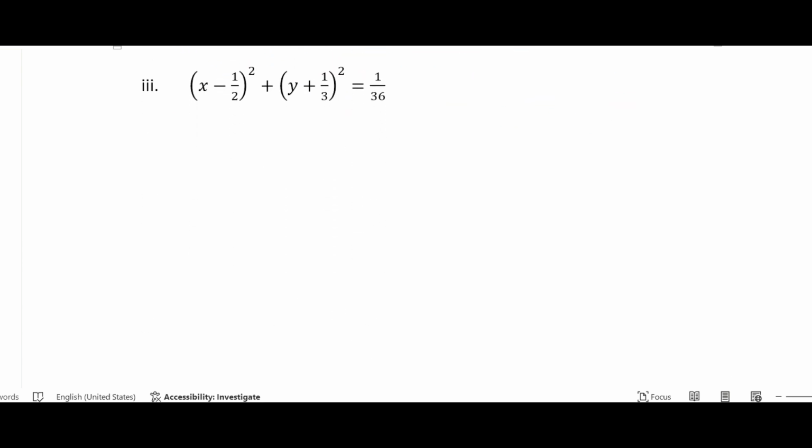Moving on to the third one. Again, this is your center radius form. So we'll be comparing it with x minus h the whole square plus y minus k the whole square is equal to, sorry, you'll be writing 1 by 36 when you're writing this part, right? So over here it will be r square. From this you realize that the center is h comma k, which is 1 by 2, but over here it is plus 1 by 3, right? This indicates that your k is negative, so it is going to be minus 1 by 3.